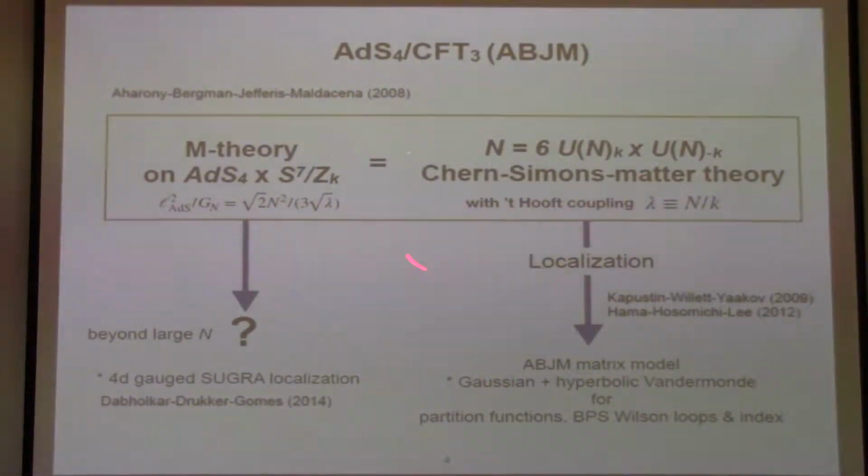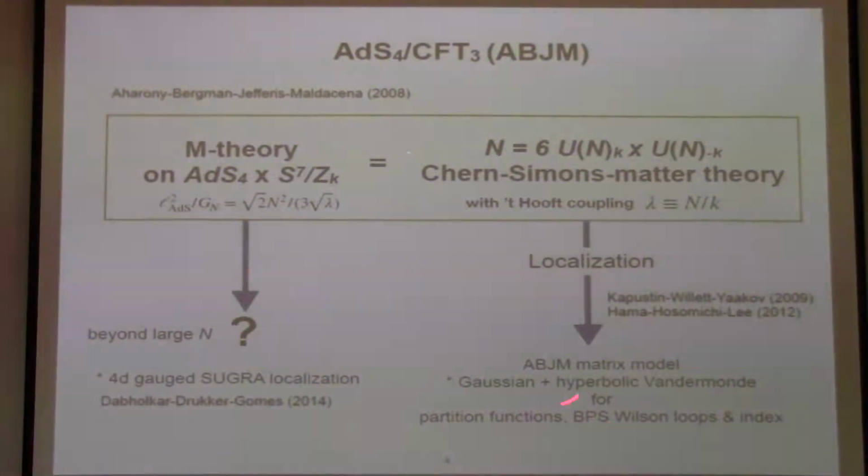So on the gauge theory side, as I mentioned, there are a lot of works on exact results using localization. It started with Kapustin, Willett, Yaakov, and Hama, Hosomichi, Lee. The ABJM theory reduces to a matrix model, and then you can analyze this matrix model.